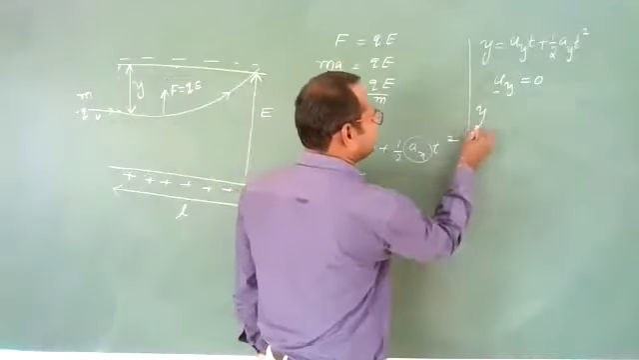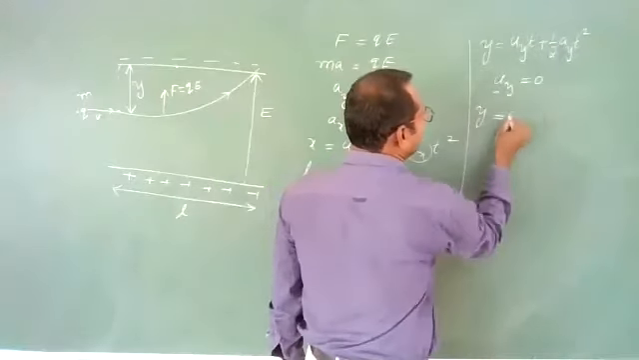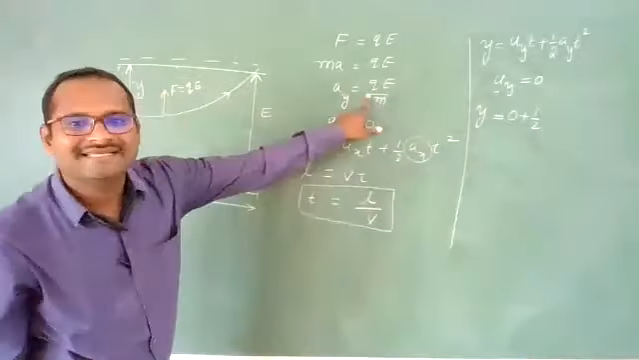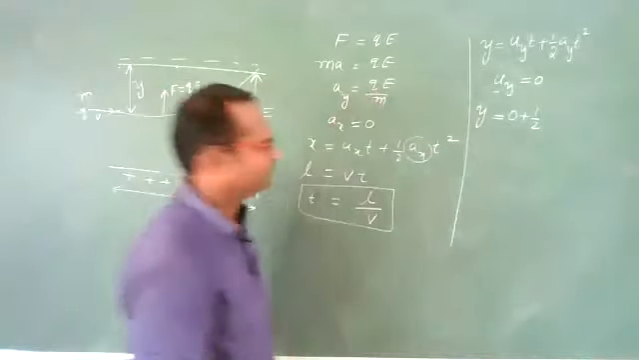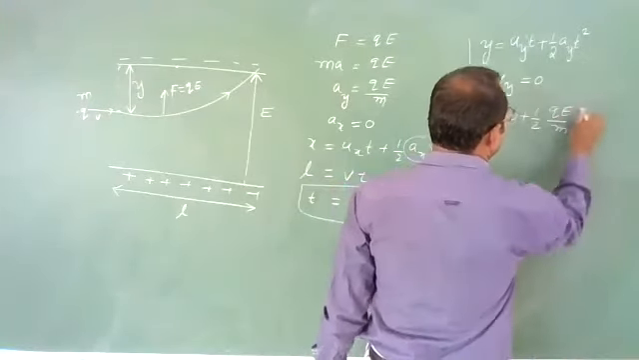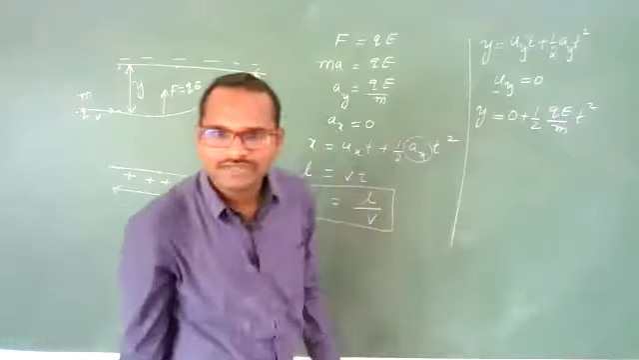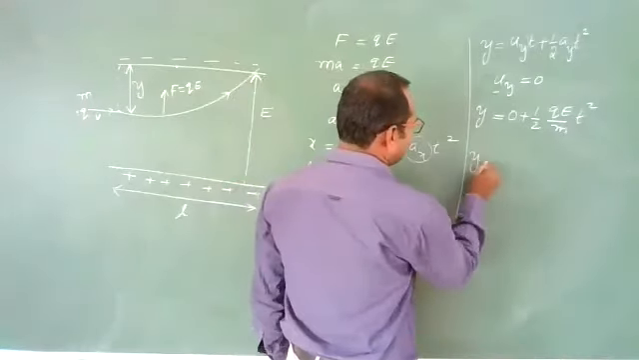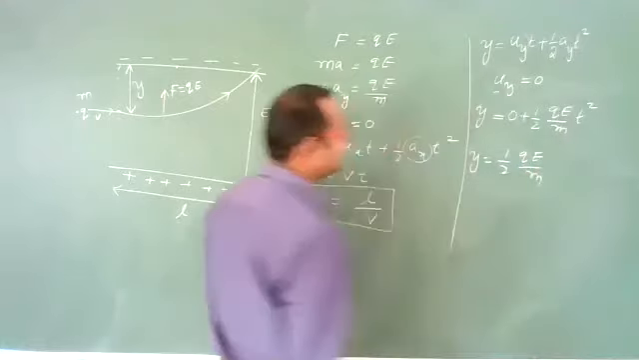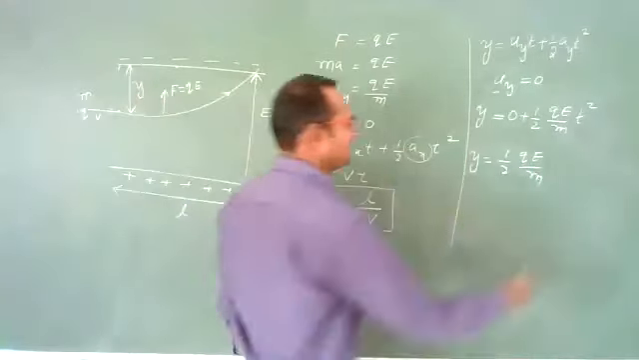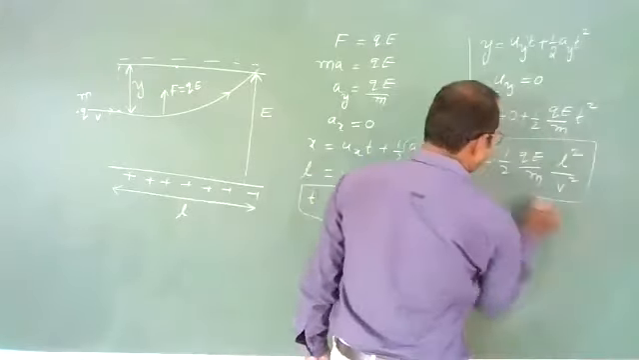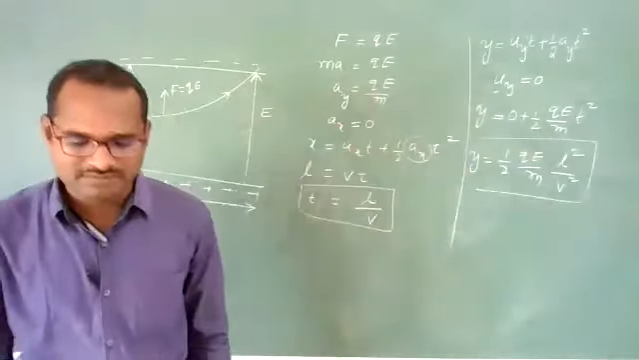So vertical displacement can be written as y is equal to 0 plus half into ay. What is ay value? Acceleration acting vertically is QE by M, into T square. Are you getting, students? So y can be written as half QE by M into T square, where T is L by V. So you'll get L square by V square. So this formula you need to remember. Just remember this.